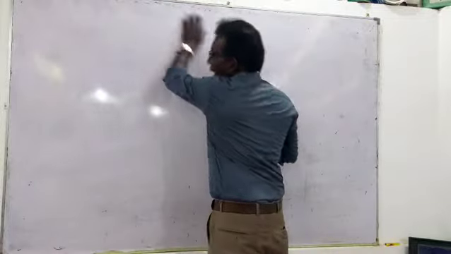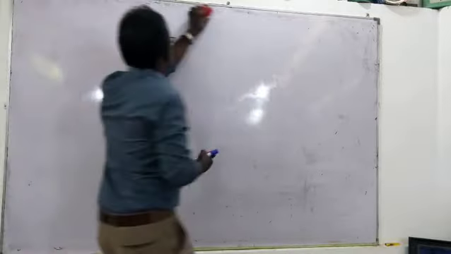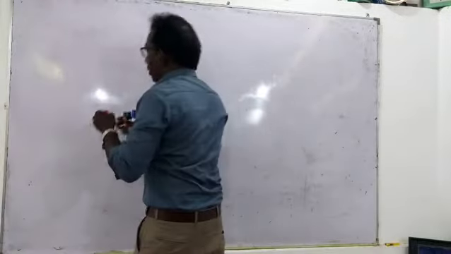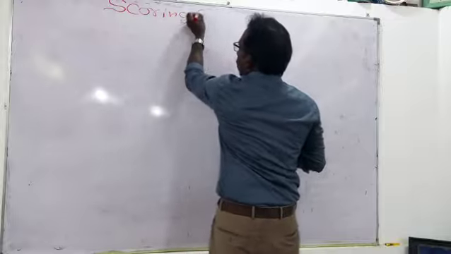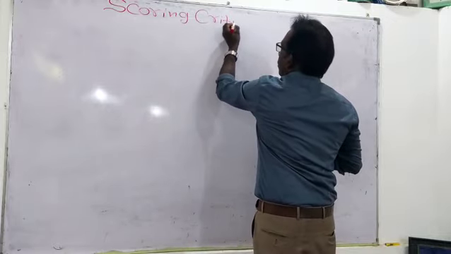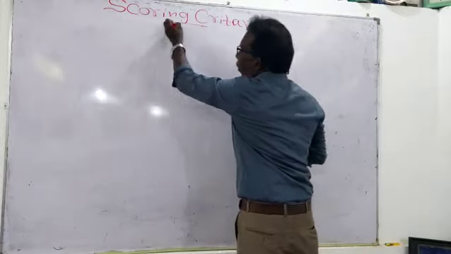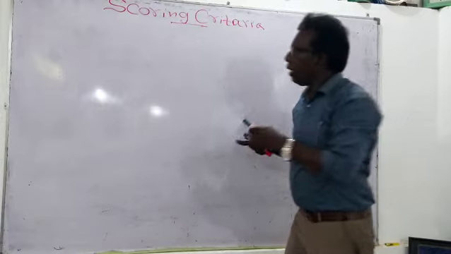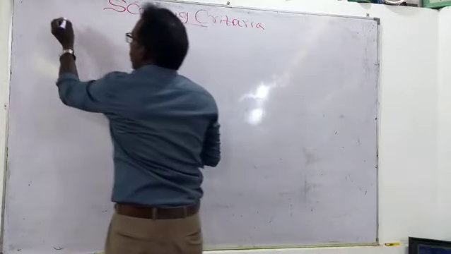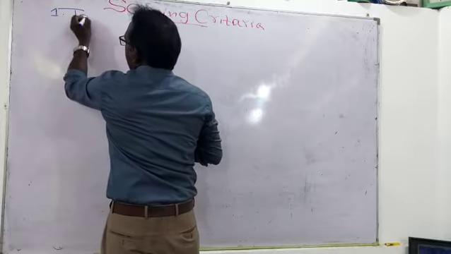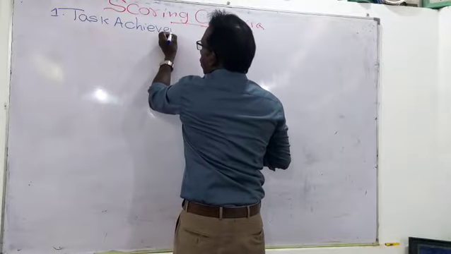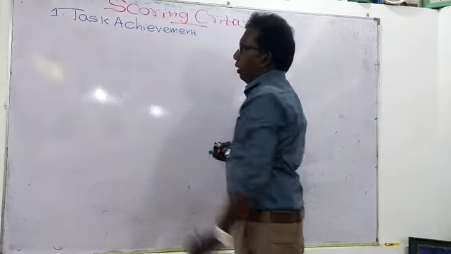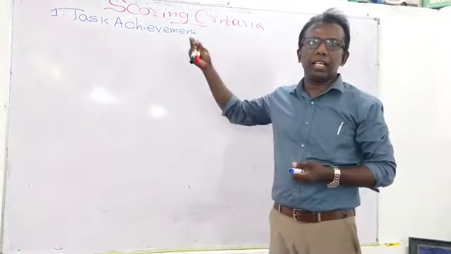When we look at the IELTS scoring criteria, there are 4 types of scoring criteria. The first one we call task achievement. Task achievement, that is the first criteria. In IELTS words, it says task achievement.